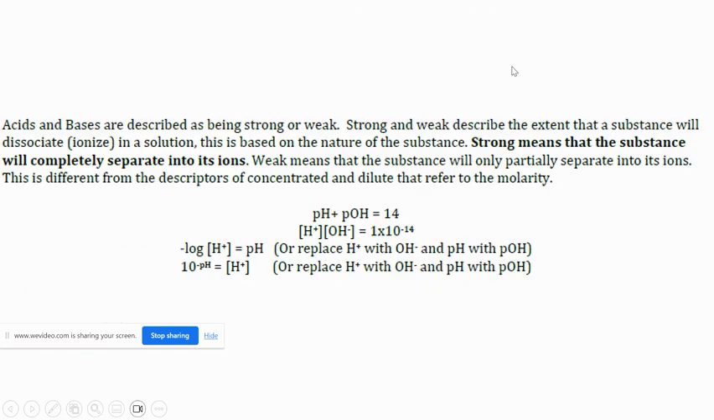All right. So, like I said, acids are described as either being strong or weak. Strong means that it's going to dissociate or separate into its ions, and all of it will. Weak means that it's only going to partially separate. And there are actually numeric values that you will learn when we get into chapter 8 that will determine where the threshold is for that. Okay? Because it's kind of a scale. Some are weaker, some are stronger than others.